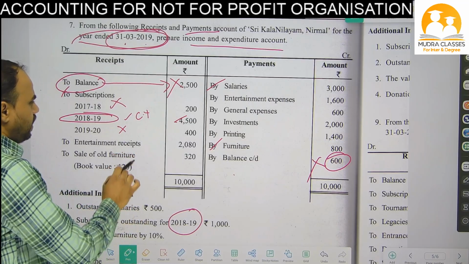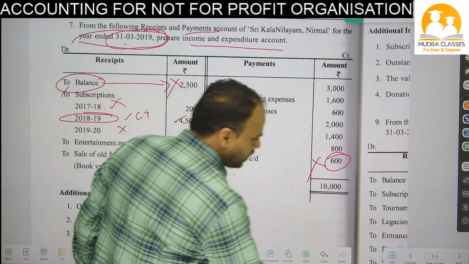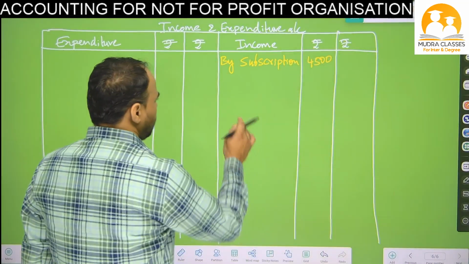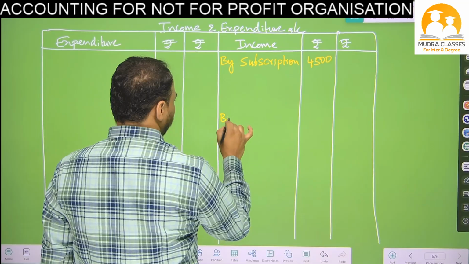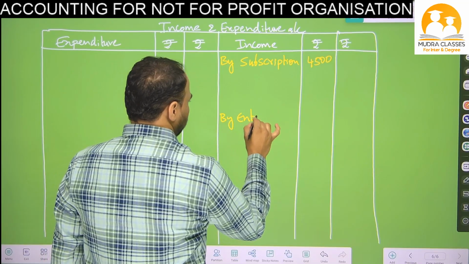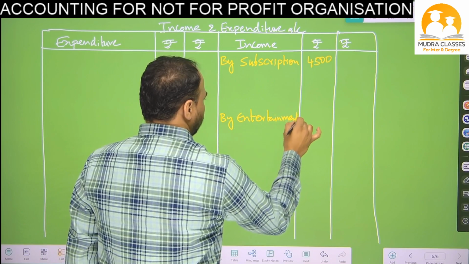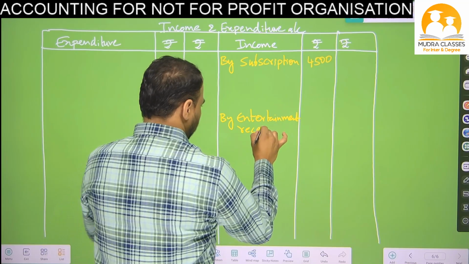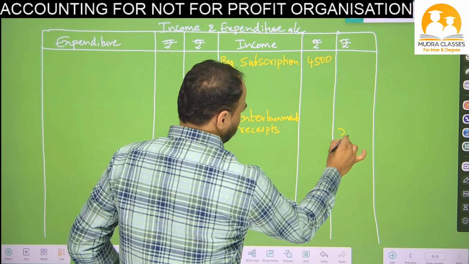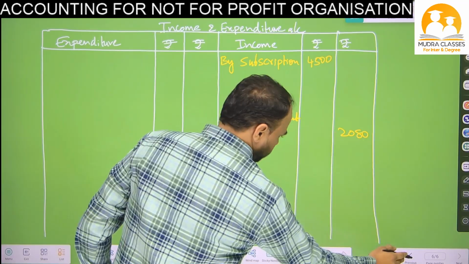Entertainment receipts given, Anna, it is a regular source of income, so we will write by entertainment receipts. Leave some place, we have adjustment. By entertainment receipts means nothing but income. How much given, Anna? 2080. Directly outer column, no adjustment.